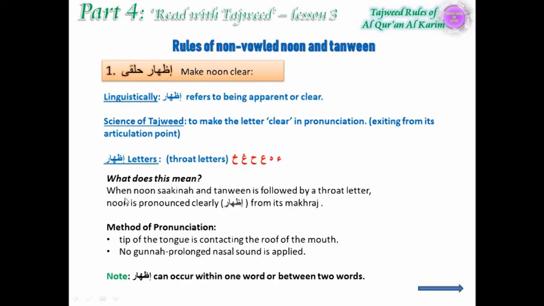What does this mean? When noon saakinah and tanween is followed by a throat letter, noon is pronounced clearly with Idhaar from its makhraj. Method of pronunciation: the tip of the tongue is contacting the roof of the mouth, because that is the articulation point of noon. No ghunna, prolonged nasal sound, is applied. So we won't prolong, we won't say miin, we will just say min, for example. Note, Idhaar can occur within one word or between two words.